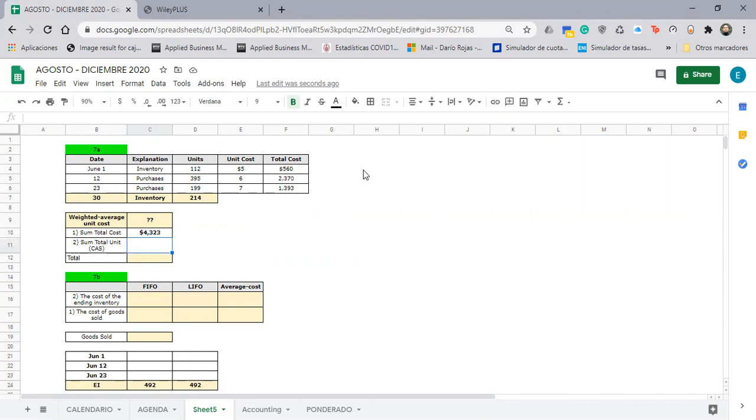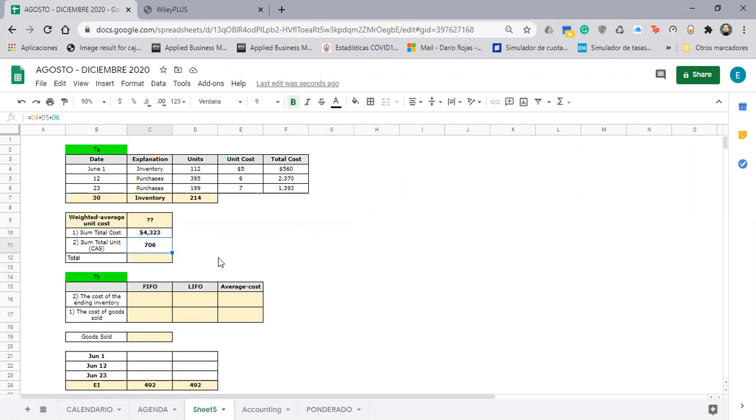Then we need to sum all the units that the company had as available to sell. In this case, we have 112 plus 395 plus 199, combined from the ending balance of May and the purchases from June 12 and June 23. We have the amount of 706 units available for sale.